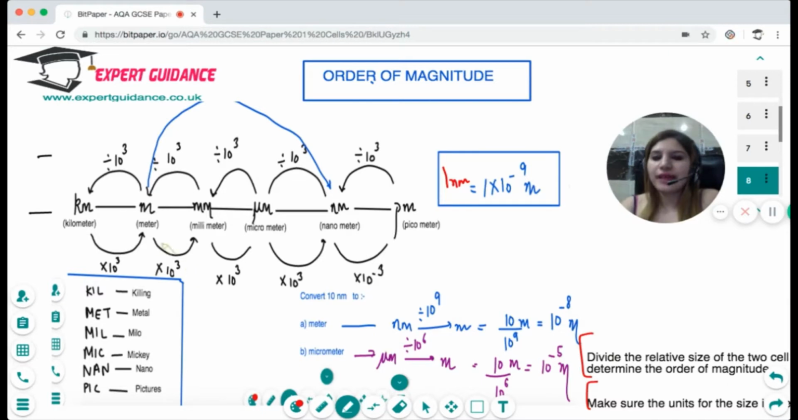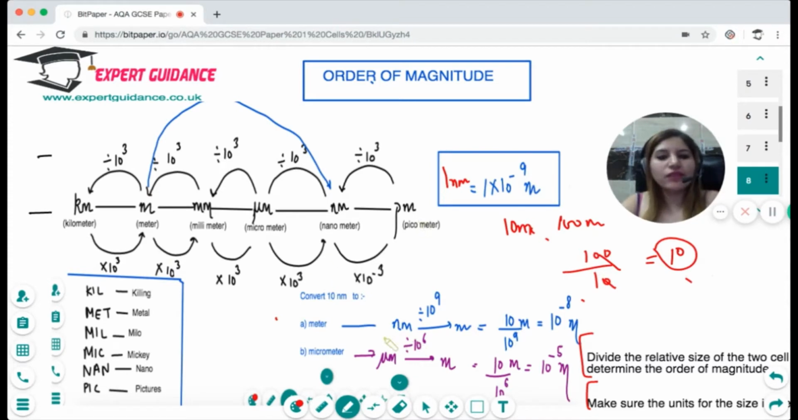So for example, if one cell is, let's say, 10 meters, and the other cell is, let's say, 100 meters, right? So you divide the two sizes, so you will get the answer as 10. So it means that one cell is in the order of magnitude 10 than the other. Okay, so for that, it is very important that the units are the same. So in the exam, they can give you one in meters, another in nanometers, one in micrometers, another in millimeters. So you should remember this conversion.